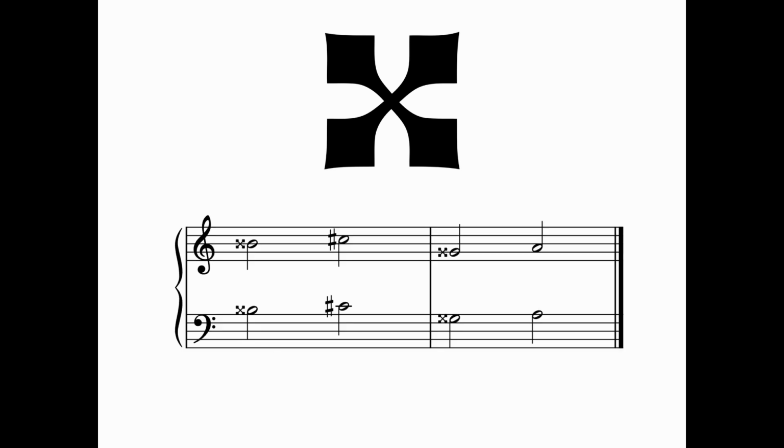A double sharp looks like the letter X and tells us to raise a note by 2 1/2 steps. B double sharp produces the same sounding note as a C sharp, and G double sharp produces the same sounding note as an A natural.